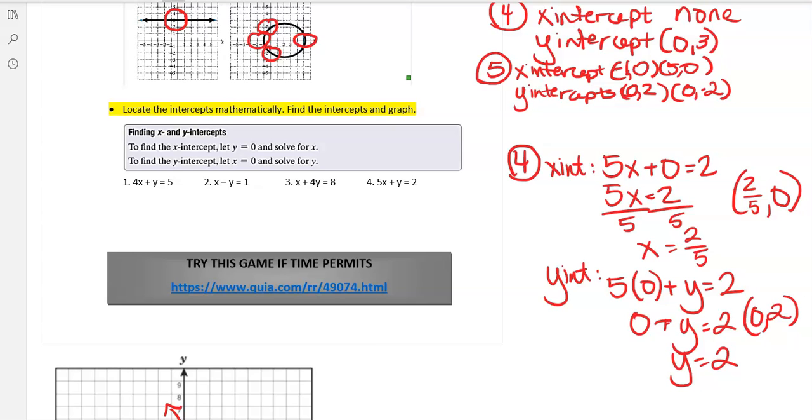Hope that you enjoyed the video. This is x and y intercepts from a graph, and also x and y intercepts solving mathematically. Hope you enjoyed.